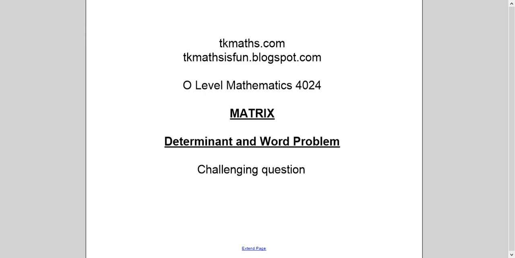In today's video, I will explain to you a concept of matrix, which is a topic in O-level mathematics syllabus. And in matrix, we will cover the concept of determinant and we will solve one word problem. So it's a challenging question which will help you to develop good understanding of the concept.